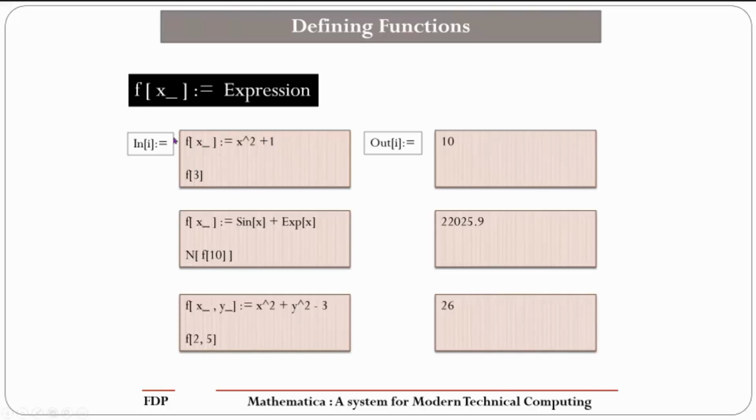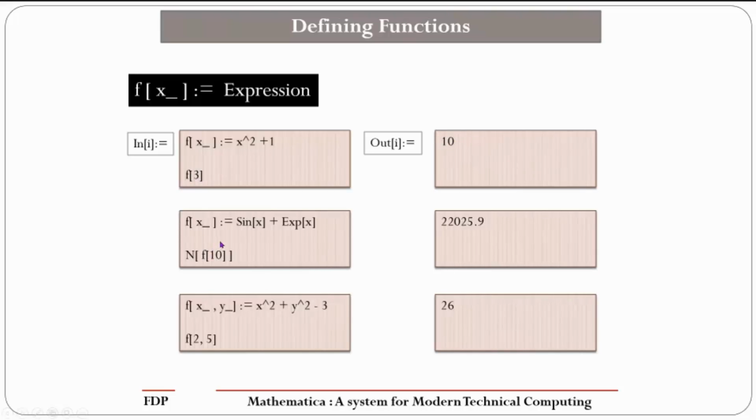It will not matter whether you have included a semicolon or not, because this is a SetDelayed operation. SetDelayed will not execute at the time of your definition. That's why I am not using a semicolon here, because it will not give you any output. So f of 3 I will write in the next line and I will get my answer, that is 10.